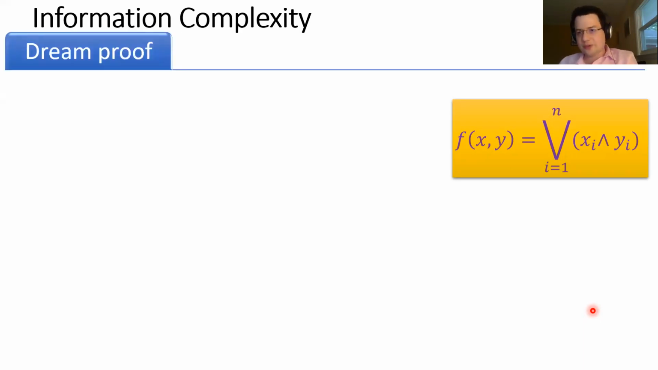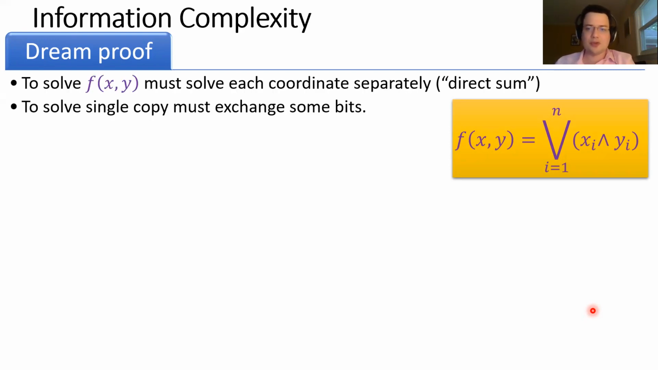So a dream proof for disjointness, but also in general in many models of complexity theory, is to say: well, the only thing you can do, when you have a problem comprised of smaller pieces, is solve the pieces one by one. So to solve F, you must solve each coordinate separately. Wouldn't it be awesome? To compute a 2-bit AND, you need 2 bits of communication. So you get a linear lower bound right there.